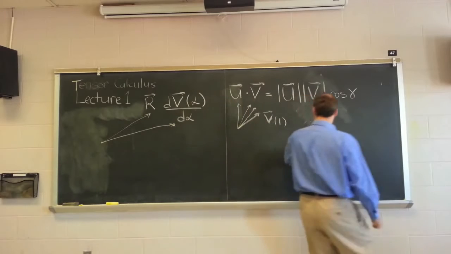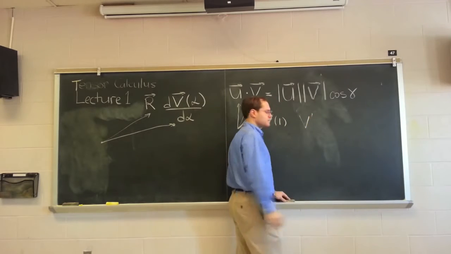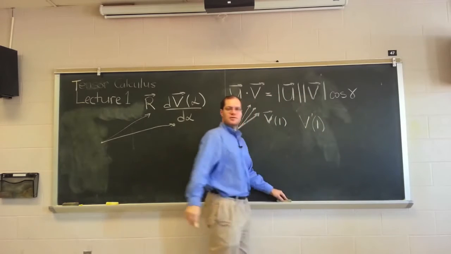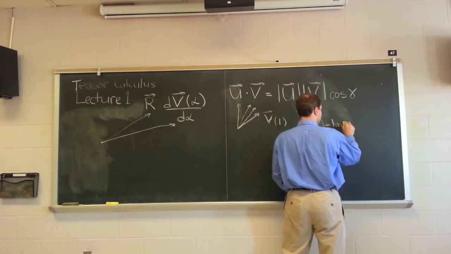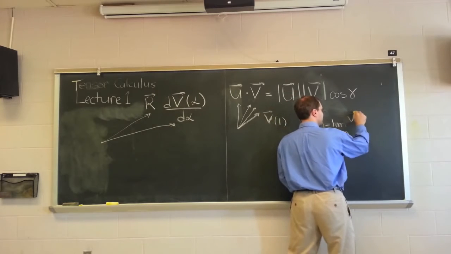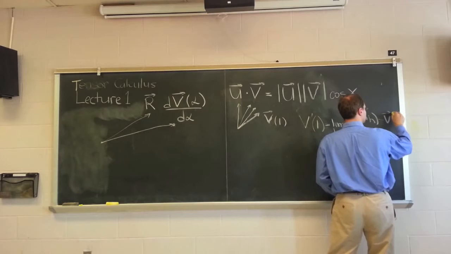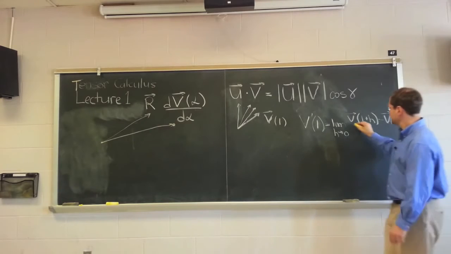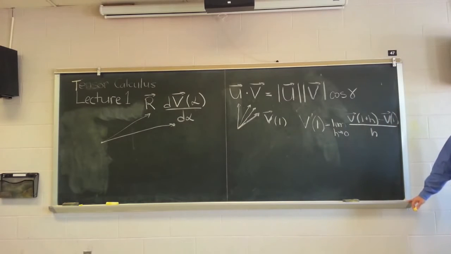And then you can also talk about the derivative. I will write v prime at time 1, just to go with that example, is the limit as some small number h approaches 0 of v at time 1 plus h, subtracted v at time 1, divided by h. Sorry, I'm still breaking in this chalk. It'll get better.